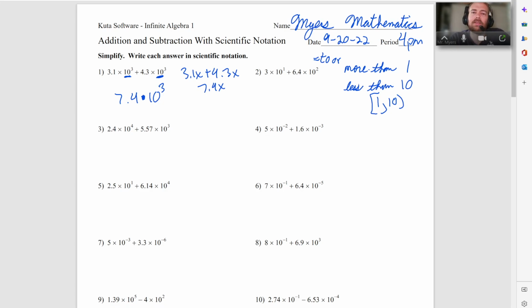It's nice if they're the same power. What if they're not, though? Like in number 2. Well, okay, switch color a little bit here. Leaving the realm of easy problems already. Well, okay, so these tens are different tens. 10 squared is 100, by the way.